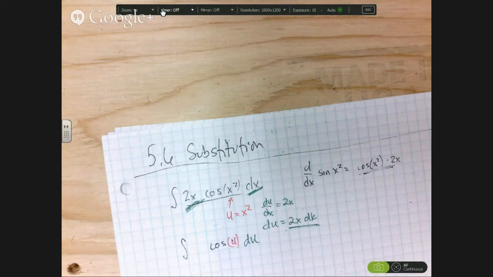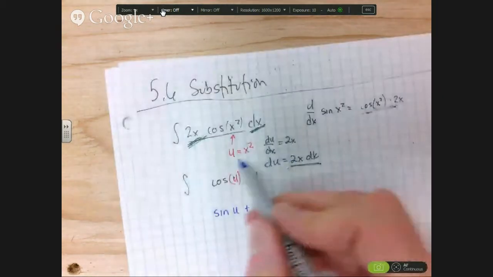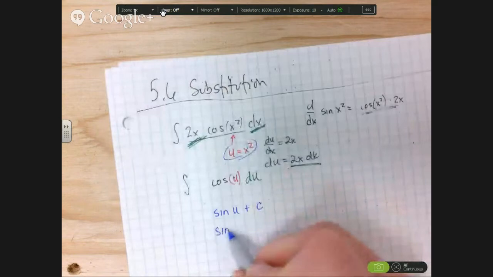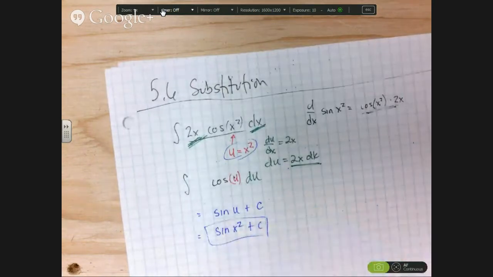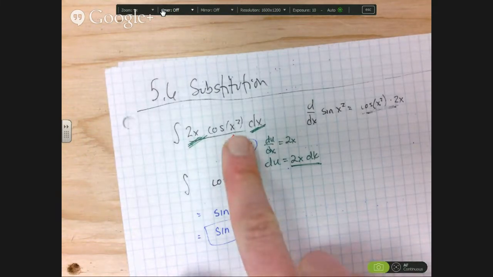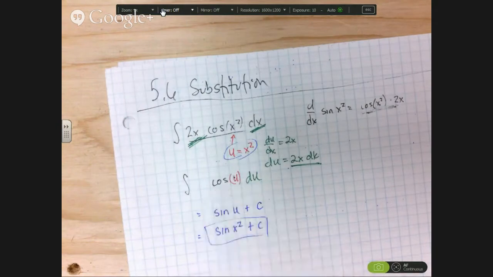Because you know the integral of cosine is sine of u plus c. We're not done yet, though. Now you take u back here and plug in. There's your integral. Okay. So you have to plug the u back in to make it final. That's called u substitution. I have substituted the u in for something complicated and made it more simple.